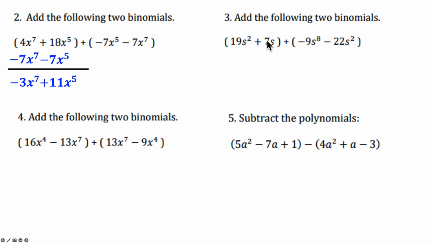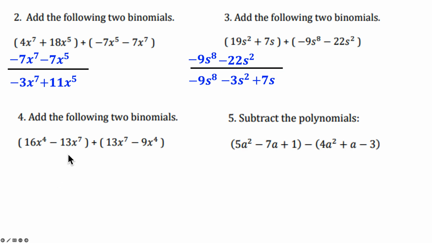Number 3, we'll do the same thing. Over here, though, we do not have an s to the 8th in the first binomial. So I'm going to take this term, because it's got the biggest power, and put it over here to the left. I do have an s squared with this s squared, so I'm going to line up the minus 22s squared under the 19, and no one's going to be under the 7s. So we combine them together. The only terms that are going to be combined are the s squareds. The s to the 8th and s to the 1st are going to drop down in your answer. So negative 9s to the 8th. Let's see, 19 minus 22 is minus 3s squared. Bring down the plus 7s.